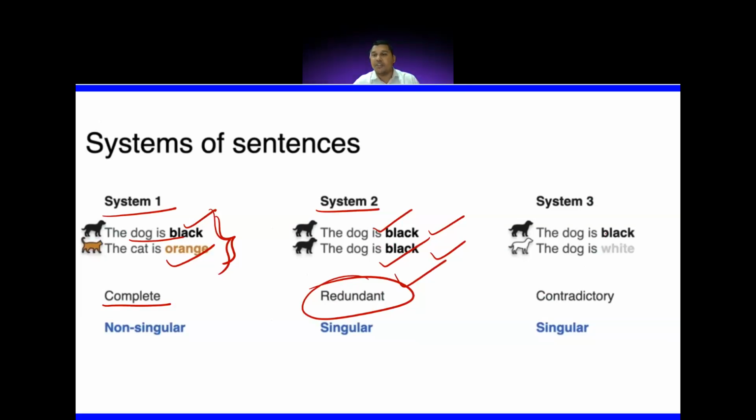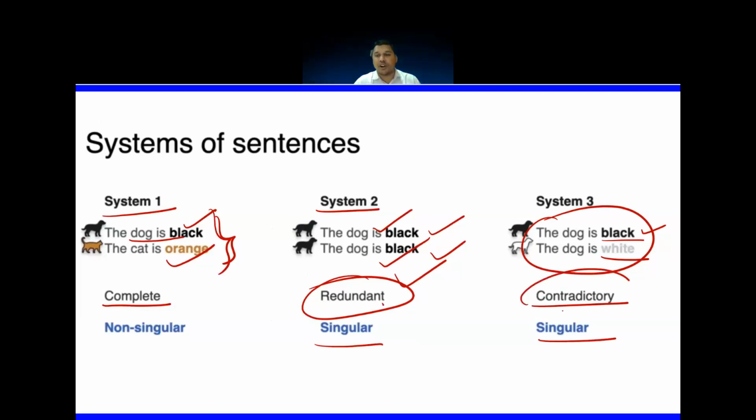But here, we are saying the dog is black, and it is also white. It is not possible, because it is contradictory. Either it can be white or black, but not both. So statements which are redundant, meaning repetition, and contradictory are called singular statements. Statements which are complete and clearly give the information are called non-singular. Simple idea: if statements are very clear and different, it is non-singular. If they are repeating or contradictory, then they are singular.